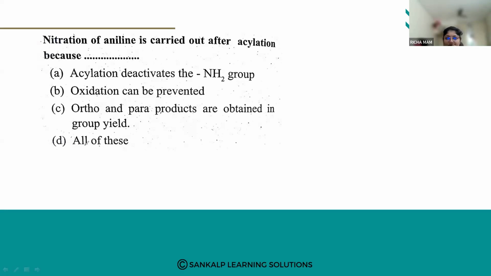Nitration of aniline is carried out after acylation. What is the reason why nitration of aniline is carried out after acylating the compound? Because the acylation deactivates your NH2 group. If you do acylation first, your NH2 group will be protected. So nitration of aniline is carried out only after the acylation.